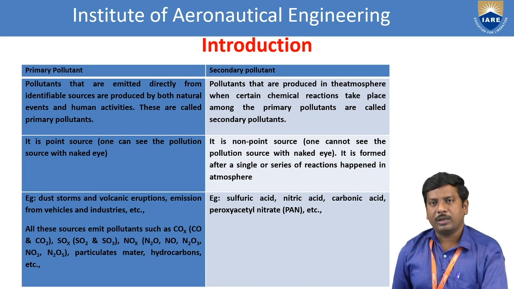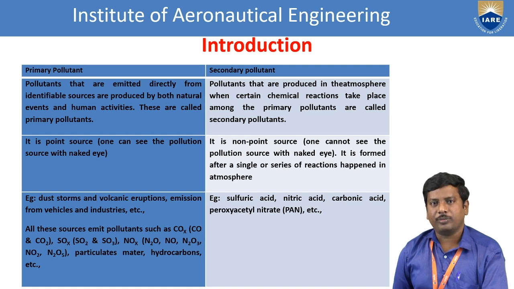These primary pollutants are also called a point source. What is the meaning of point source? One can see the pollution source with the naked eye, whereas secondary pollutants are called a non-point source. That means one cannot see the pollution source with the naked eye. Already we discussed this in the previous slide. It is formed after a single reaction or a series of reactions in the atmosphere, so it is mainly caused by a series of chemical reactions.